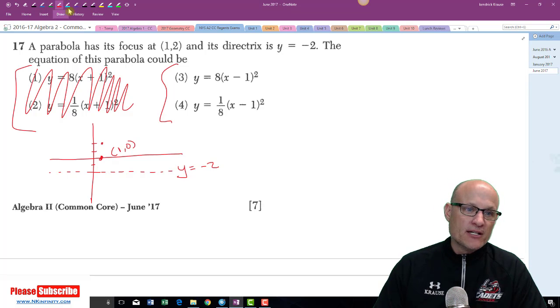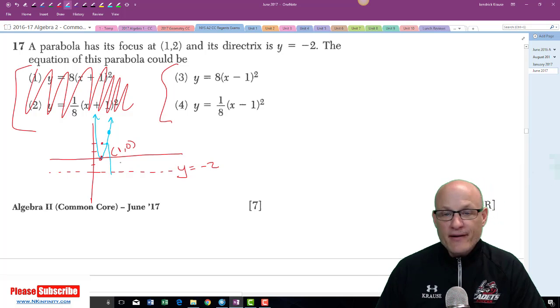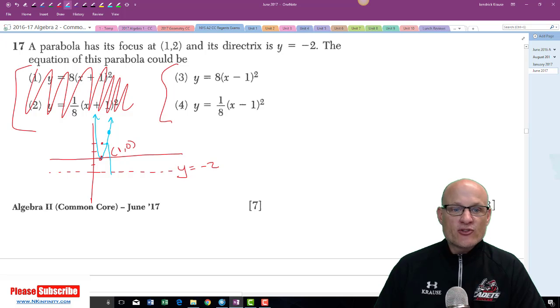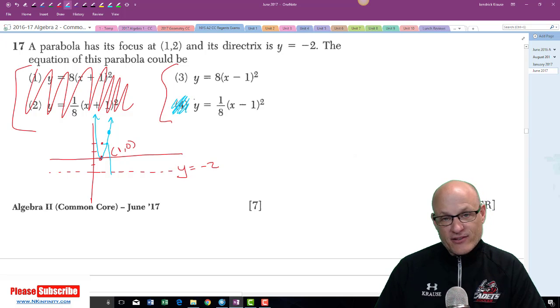Let's use our brain. Let's just say it was an 8. Wouldn't that be going up so steeply? It would be so incredibly steep. Do you think the distance between that point and there would be the same? No way in heck. So just using our brain, that's the right answer.